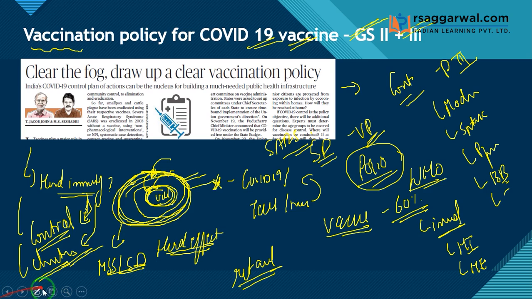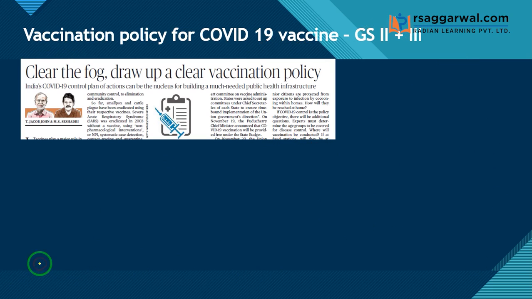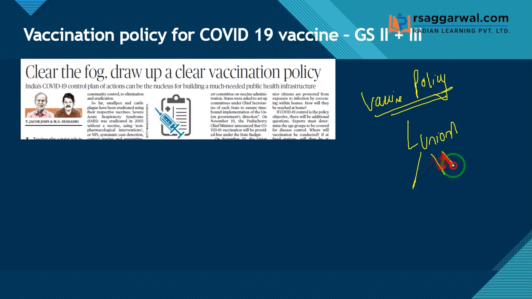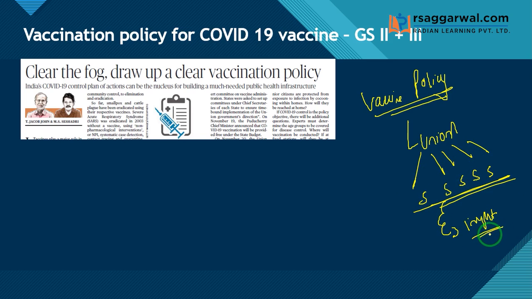Now if you talk about vaccination policy that a country undertakes, you have to understand that the policy will be designed by the union government. We are talking about the vaccine policy. This will be designed by the union government and it will be implemented by the state governments. Now if the state governments feel that something is not enough, they can go beyond bounds and implement this particular policy in a better manner suited to their conditions, suited to their circumstances, etc.